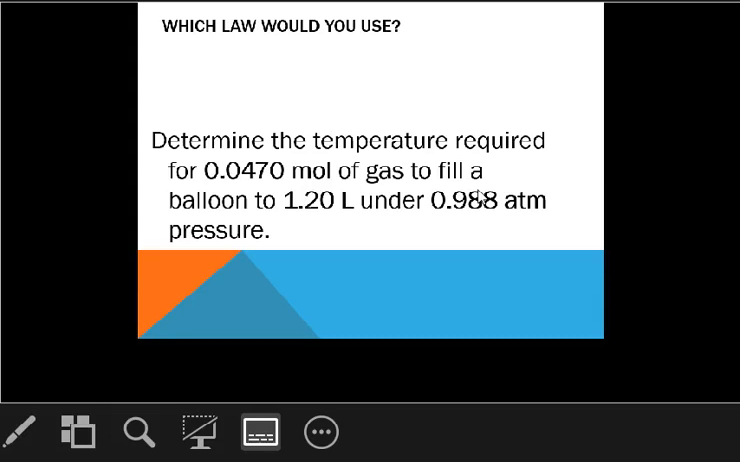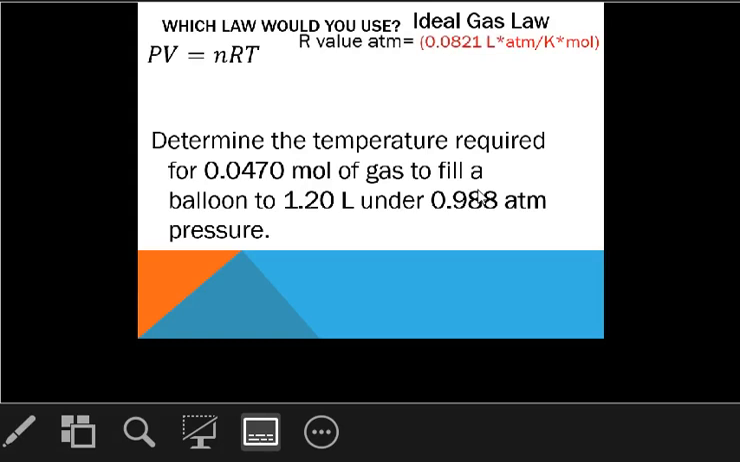Which law would you use to solve this problem? Hopefully you see it is an ideal gas law problem, and that is because you are determining the temperature required for a certain amount of moles of gas in a balloon at a certain pressure. So you only have one of each of these variables. You only have one PV equals nRT.